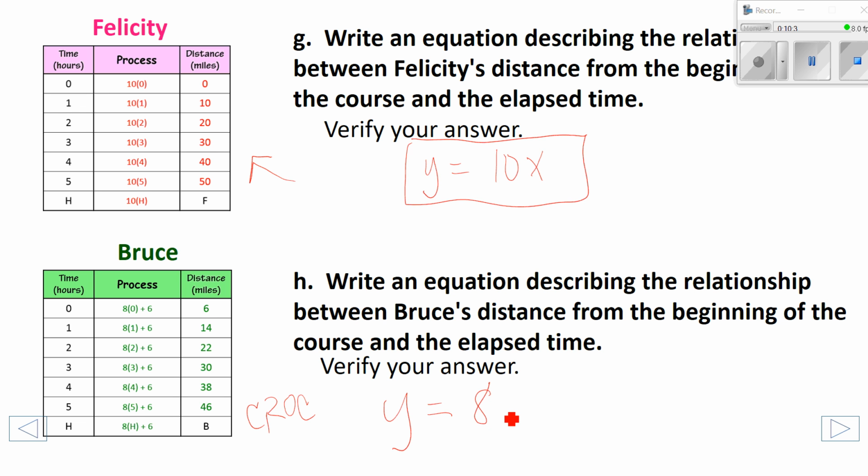So I had to multiply my hours by 8. But because Bruce got a head start, I also have to remember to add the 6, because he started at 6. He didn't start at 0. So in order to write this equation, I have to remember my constant rate of change plus the piece that he started with. He got a bonus. So that's how you would write this equation: y equals 8x plus 6.